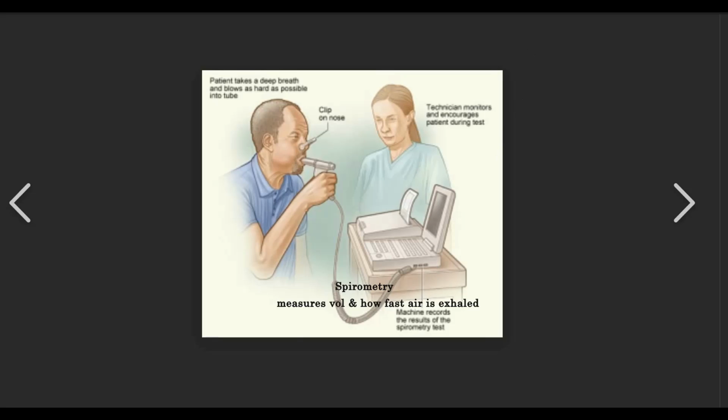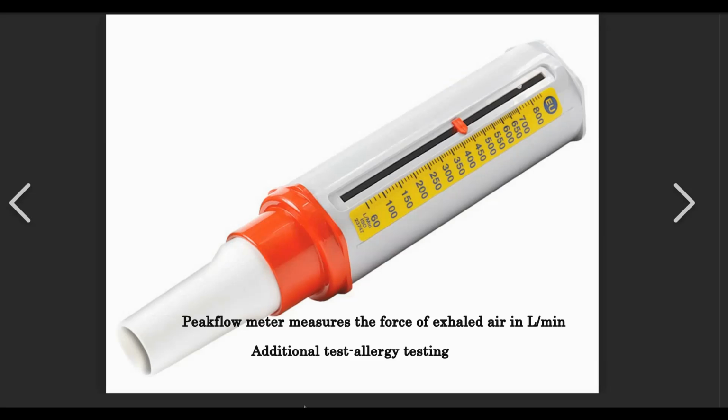Another test is the peak flow meter. This measures the force of exhaled air in liters per minute. Along with these tests, an allergy test is done to identify the triggering factors.